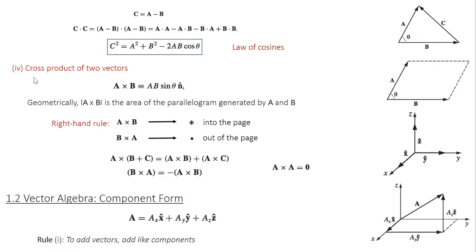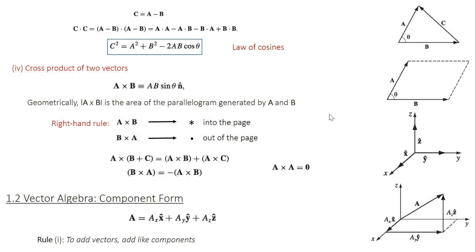Another vector operation is the cross product. So the cross product of two vectors A and B is defined as A cross B equals AB sin theta n cap, where n cap is a unit vector perpendicular to both A and B. Now the first thing you notice is that unlike the dot product, which was a scalar, this is a vector. Now the direction of the cross product is given by the right hand rule.